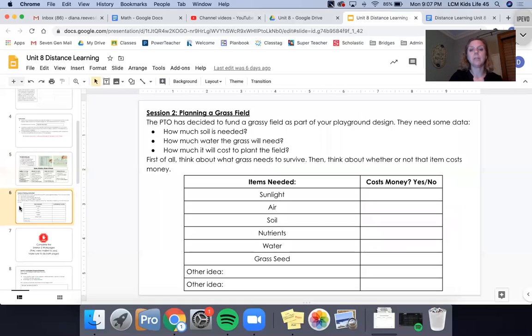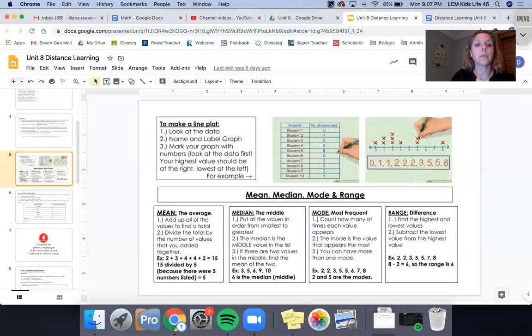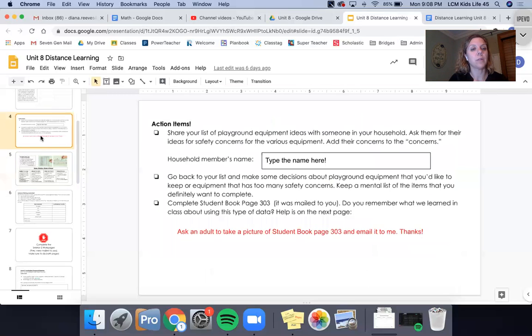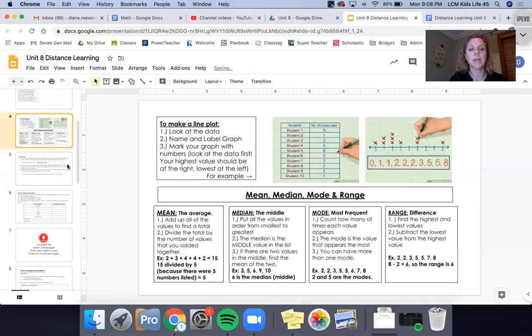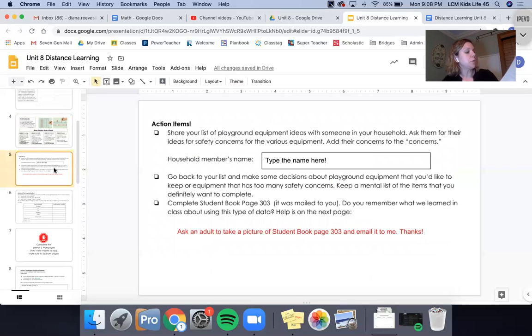Okay, so now clicking through this, you're going to have some mean, median, and mode questions to answer. So when you go in, actually it's the slide before that, and I should probably switch that. Okay, yep, you're seeing it live. Here it says to do a picture of page 303. So this is your first paper page that you're going to be doing. They are giving you some data here. They are asking you to do a line plot here.